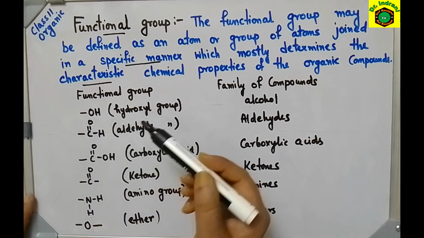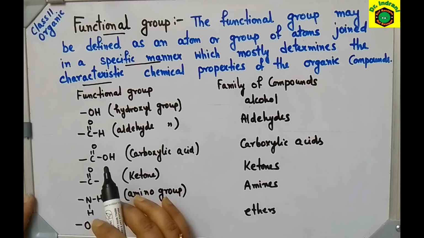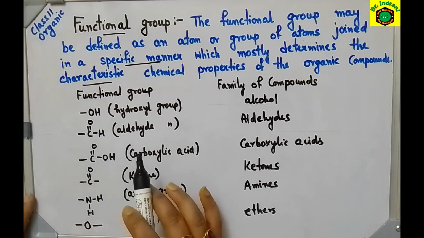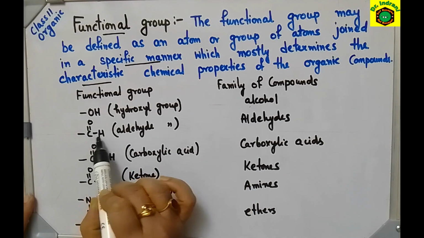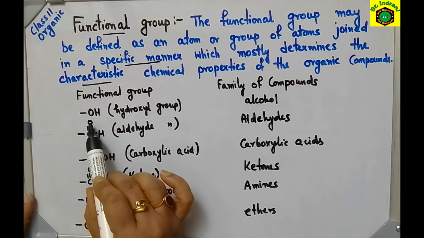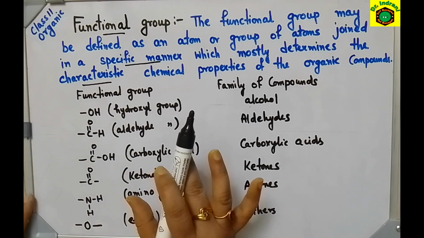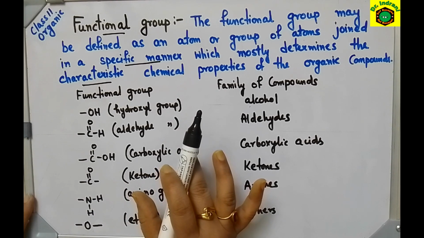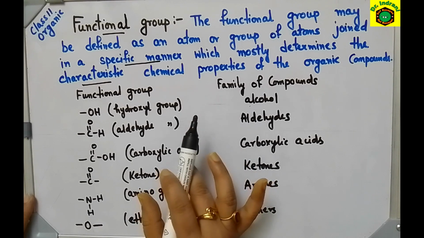Now see, first you see here, a functional group may contain one atom like ether, or a functional group may contain different atoms but they are joined in a specific manner. Suppose in aldehyde, carbon is bonded with hydrogen and carbon is also bonded with one oxygen. One double bond is there between these two. So in a specific manner, all atoms are joined to form a functional group. And the chemical properties depend on the functional group present in a compound.